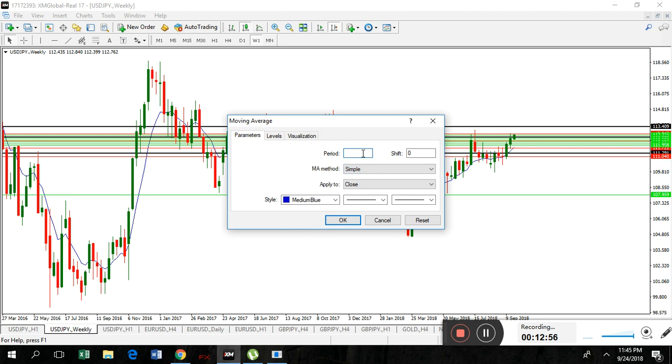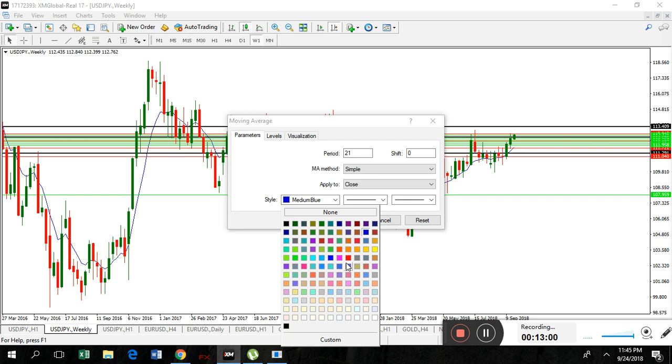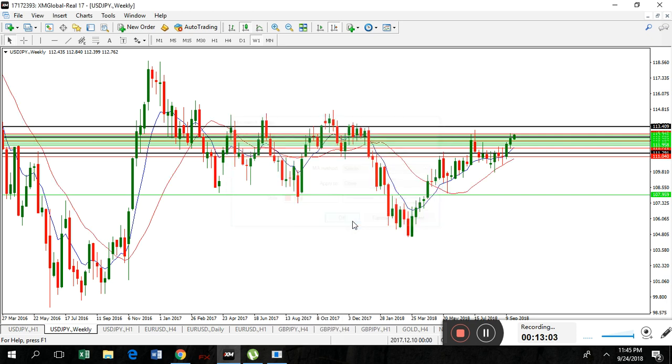21 SMA. Let's make it red. So looking at this, this is how you actually read the trend by looking at the moving averages. When the 21 SMA is below the 8 EMA, it's an uptrend. When the 21 SMA is above the 8 EMA, it's a downtrend.